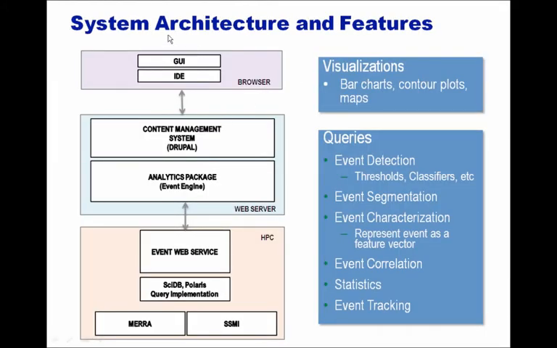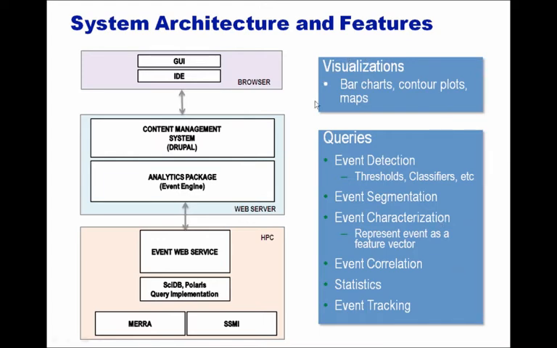So this is our high-level system architecture design. This is on HPC, looking at SciDB, which is chunking the data on the HPC. We're building an event web service on top. The goal is to develop an events package that can then be run within an IDE or a GUI through a browser. And we're using a CMS to handle the authentication and permission, and also the collaboration part of it. The idea is you allow people to share what they're discovering with one another.